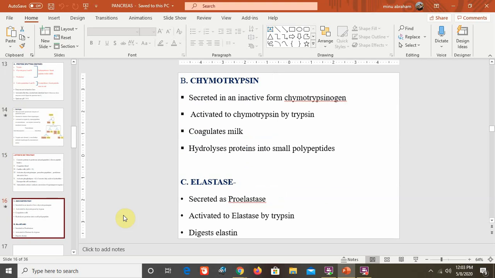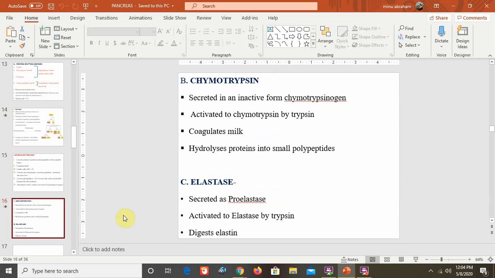Now coming to the second enzyme, that is chymotrypsin. Chymotrypsin, again, is secreted in an inactive form, that is chymotrypsinogen, and this is converted into active chymotrypsin by trypsin.